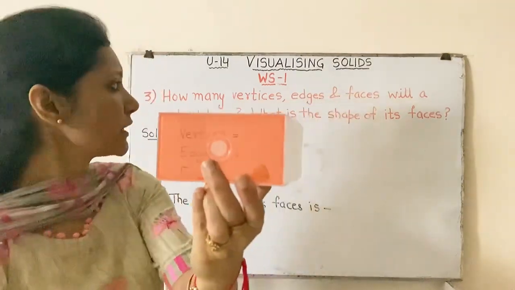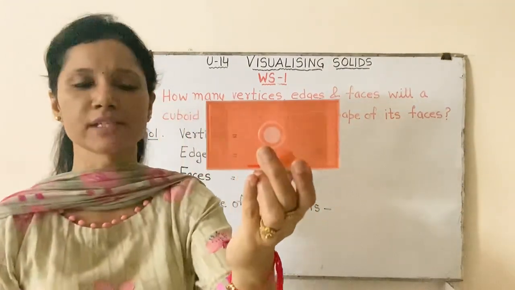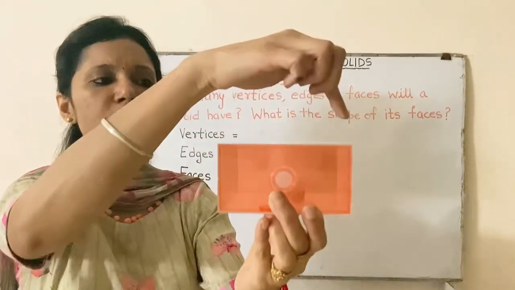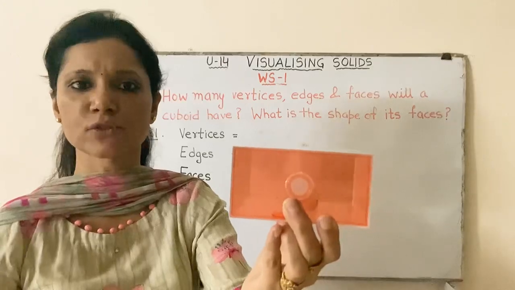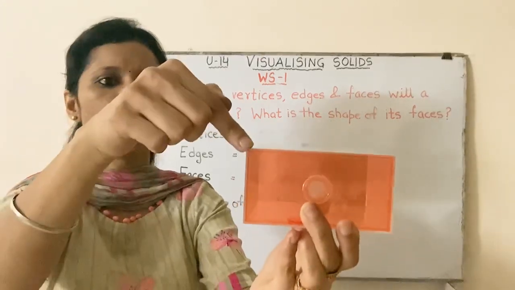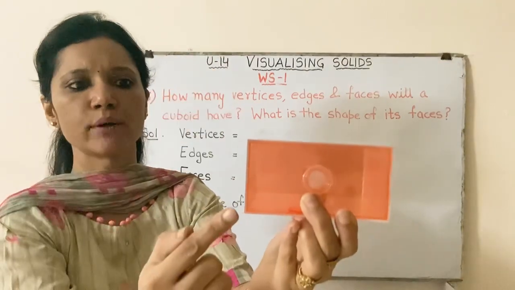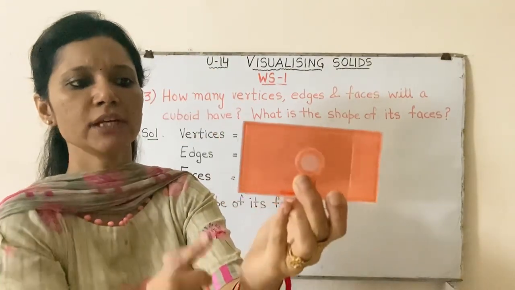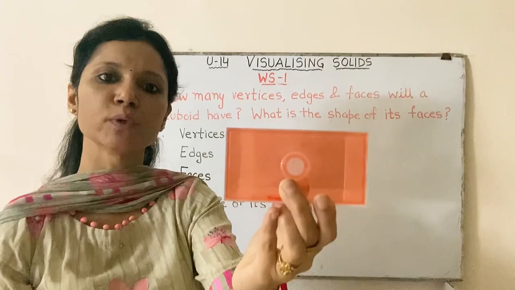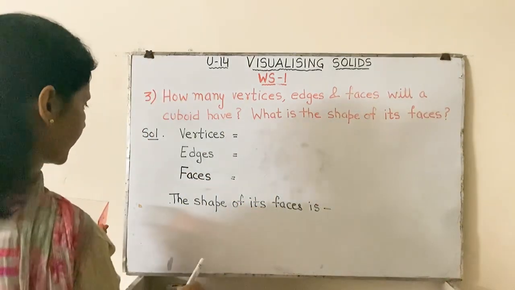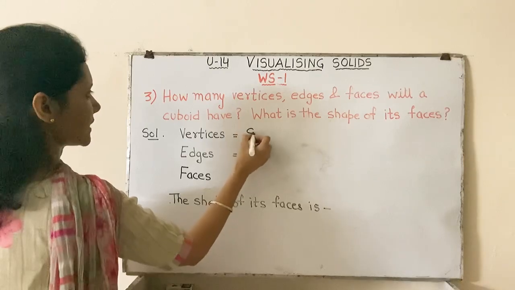So first they are talking about the number of vertices. Vertices means the corners. These are the points where 3 or more edges meet. So let's count the number of vertices. 1, 2, 3, 4 on the top and 1, 2, 3, 4 at the bottom. So the number of vertices is 4 plus 4, that is 8. So the number of vertices is 8.